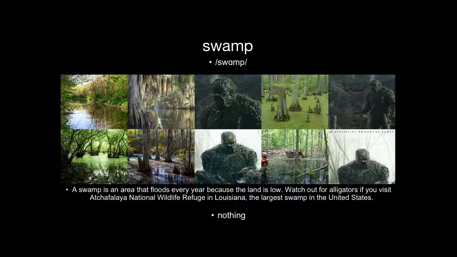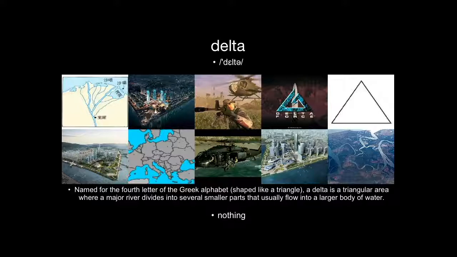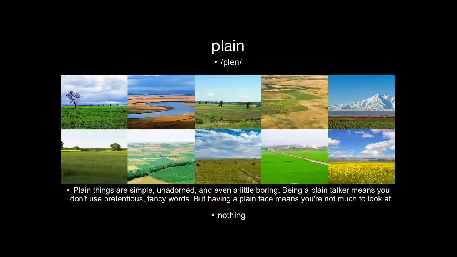Swamp. A swamp is an area that floods every year because the land is low. Watch out for alligators if you visit Atchafalaya National Wildlife Refuge in Louisiana. A delta is a triangular area where a major river divides into several smaller parts that usually flow into a larger body of water.